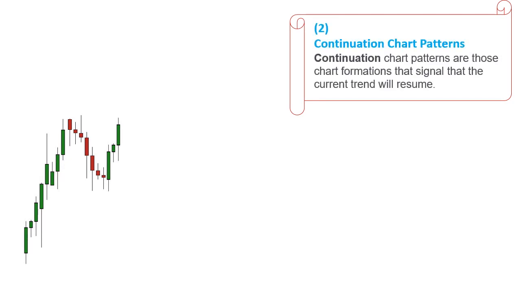Number 2. Continuation chart patterns. Continuation chart patterns are those chart formations that signal that the current trend will resume after consolidation. Bullish rectangle is a chart pattern that indicates continuation of a trend.